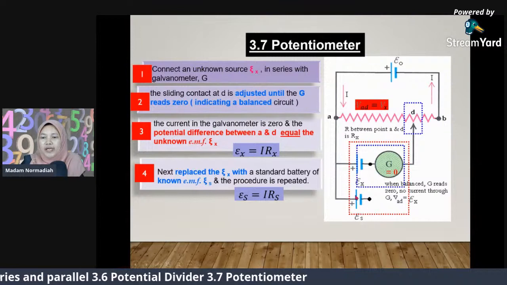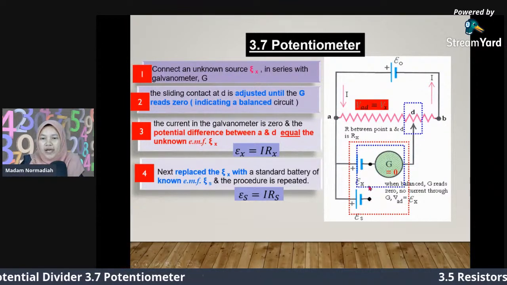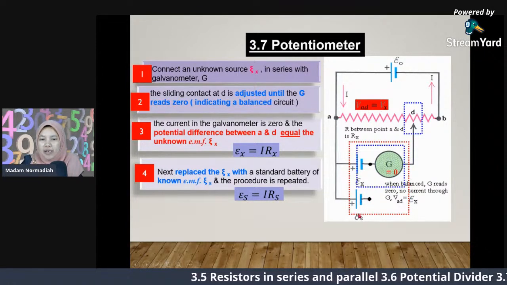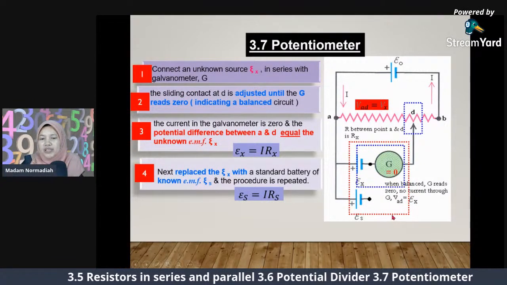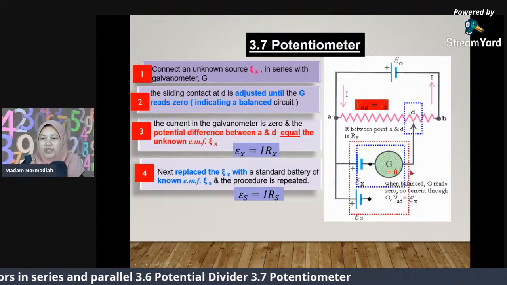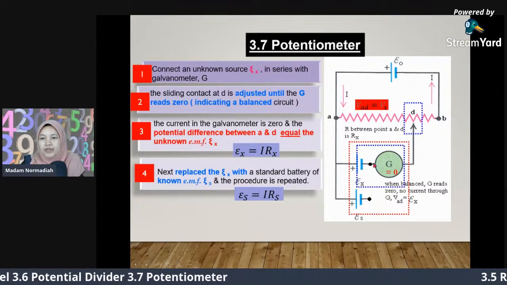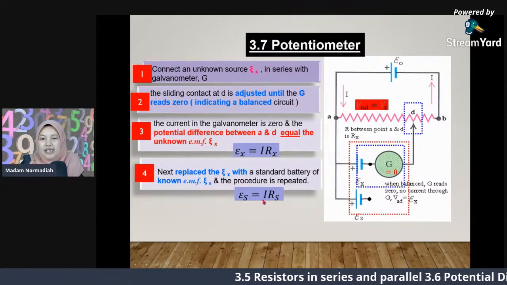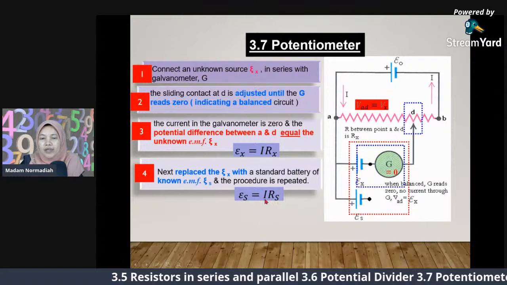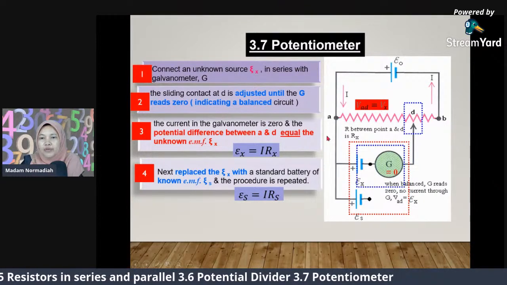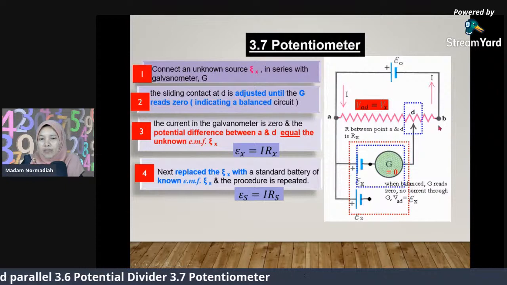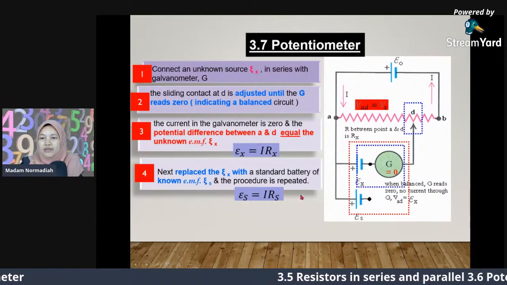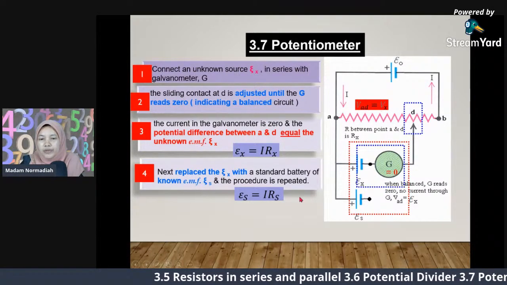Then we replace the EMF X or unknown EMF with a standard battery or known EMF, which is EMF S. Then we repeat the procedure until the galvanometer equals 0. So we will get EMF S equals I Rs. I is the same current which flows across points A, B. And Rs is the resistance for the new section when we use the known EMF.